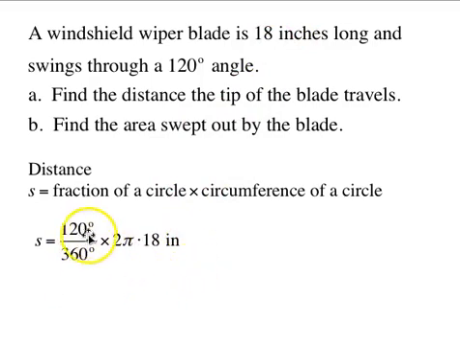So simplifying that, 120 over 360 is a third. 2 pi times 18 is 36 pi. 1/3 times 36 pi is 12 pi inches.